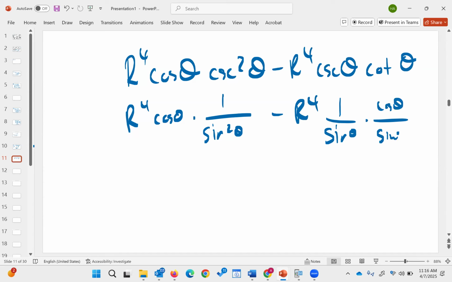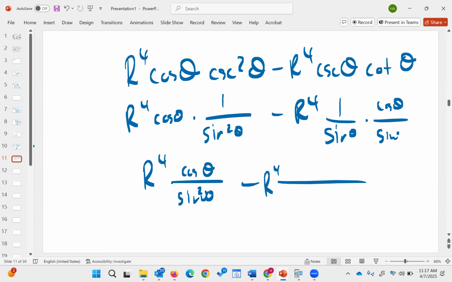Look at this. That means this is just big R to the 4th times cosine theta over sine squared theta minus big R to the 4th times cosine theta over sine squared theta. On top we have a cosine, and on the bottom we have two sides multiplied together. If you have one thing that's exactly the same and subtract another thing that's exactly the same, the answer is 0. We good? So we've proved the optimization of arteries does happen.